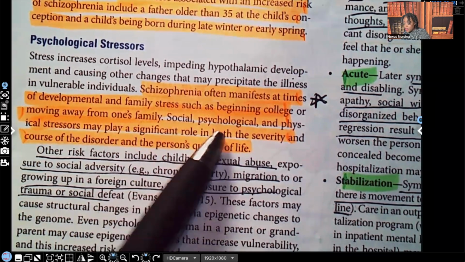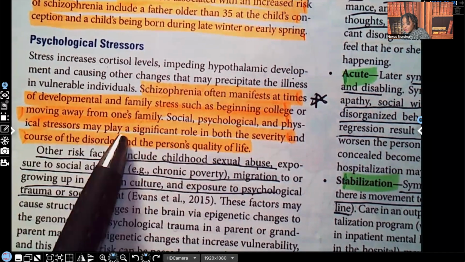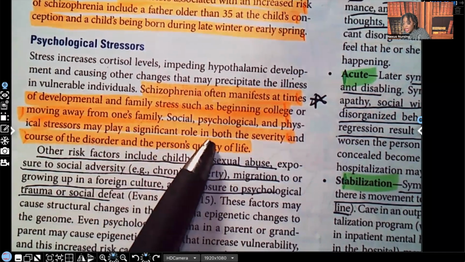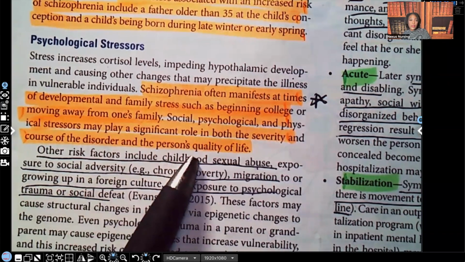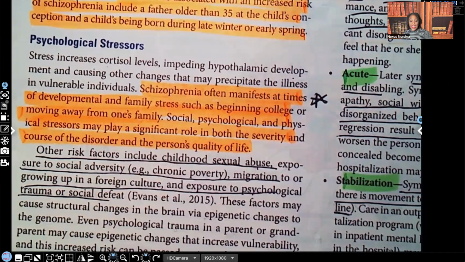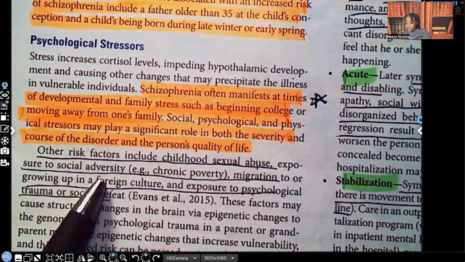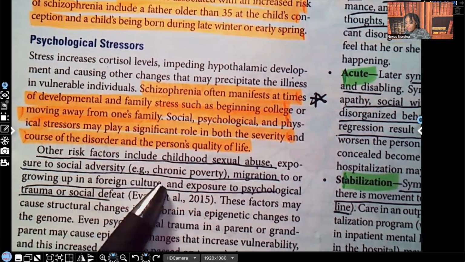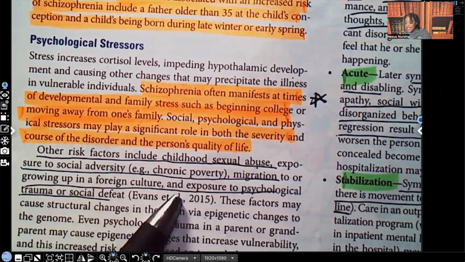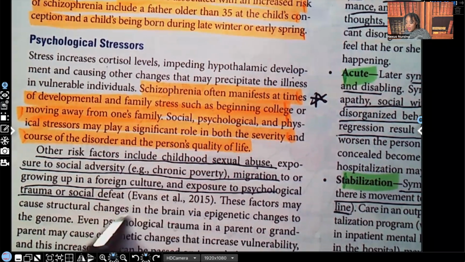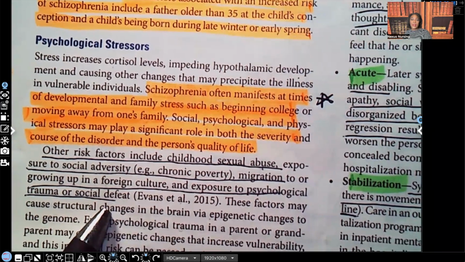Social, psychological, and physical stressors may play a significant role in both the severity, how bad it is, and the course of the disorder and the person's quality of life. Other risk factors: childhood sexual abuse, exposure to social adversity, chronic poverty, migration to or growing up in a foreign culture, and exposure to psychological trauma or social defeat, being the oddball, being the outcast, being bullied.